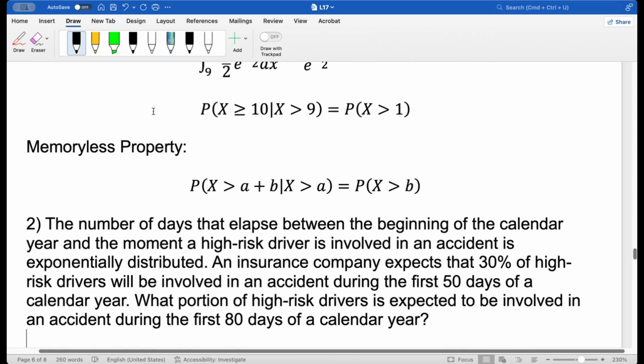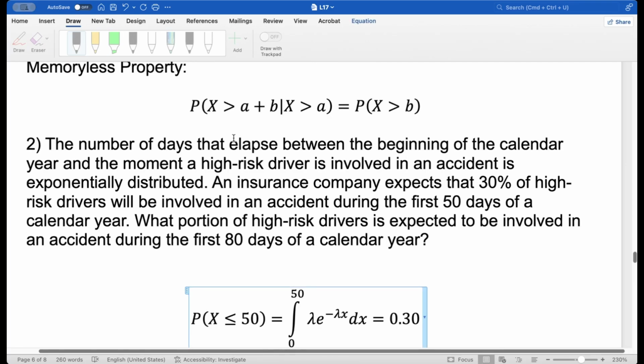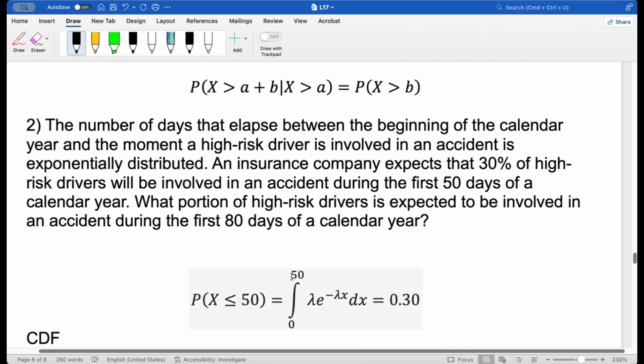All right, number 2. The number of days that elapse between the beginning of the calendar year and the moment a high-risk driver is involved in an accident is exponentially distributed. They expect 30% of high-risk drivers will have an accident in the first 50 days. What portion is expected to be involved in an accident during the first 80 days? So they don't tell us lambda or the mean here, but they tell us that 30% have an accident in the first 50 days. So the probability that x is less than or equal to 50 is going to be 0.30, and we're going to figure out from here what lambda is.